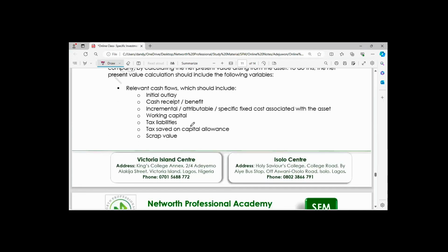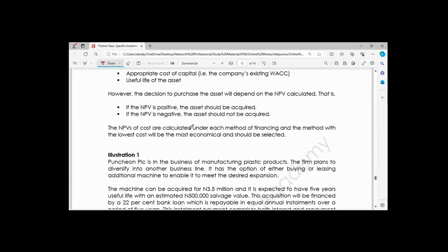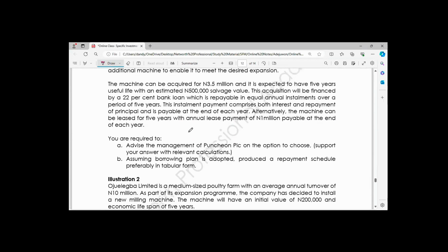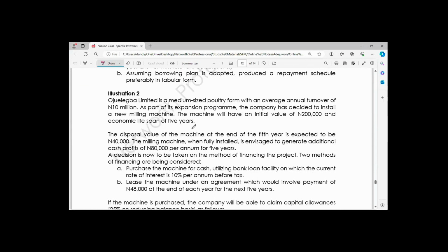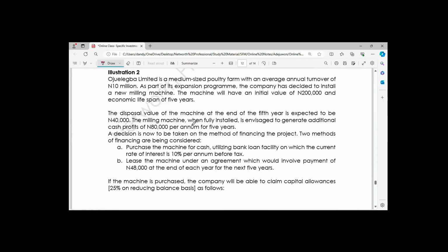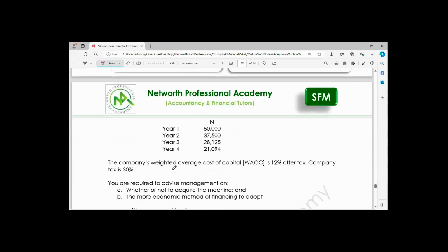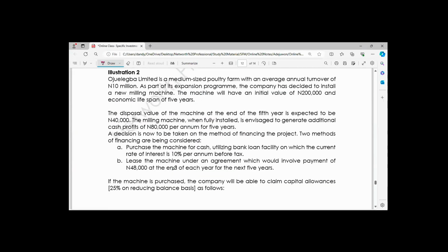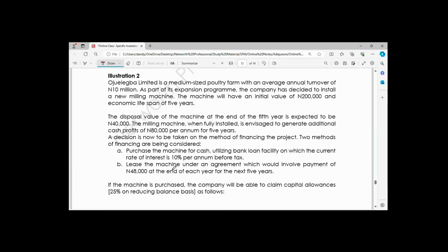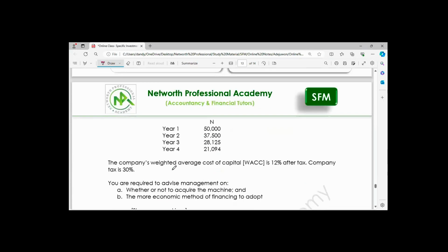So let's have an illustration to this effect. Again, we are not going to solve more than 2 illustrations, just to give you a guide. So let's have different scenarios.